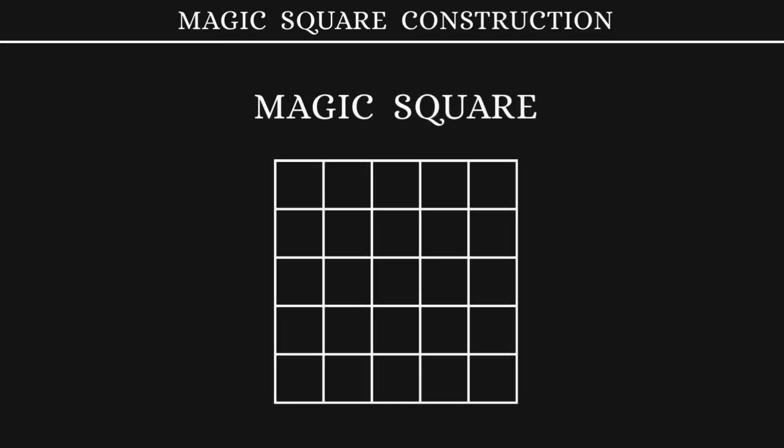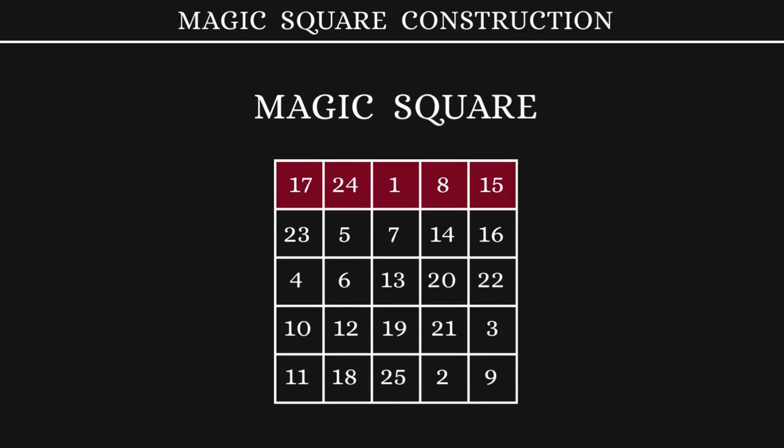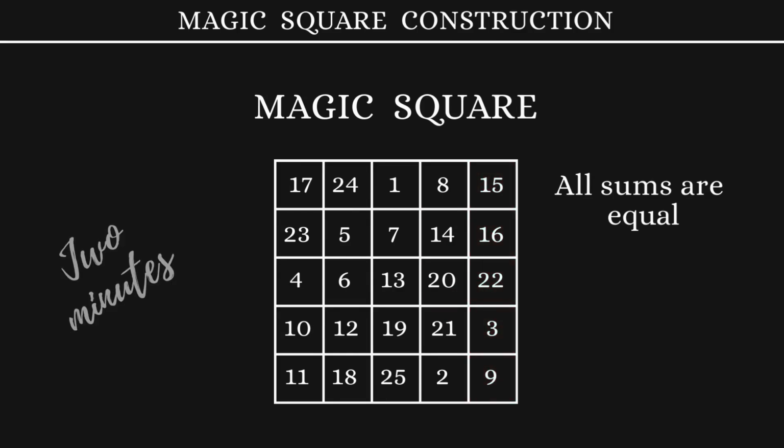A magic square is a grid of numbers. Here, the numbers in every row and every column will add up to exactly the same sum. What if you could construct this magic square in just 2 minutes? And you will do it without any complex calculations.